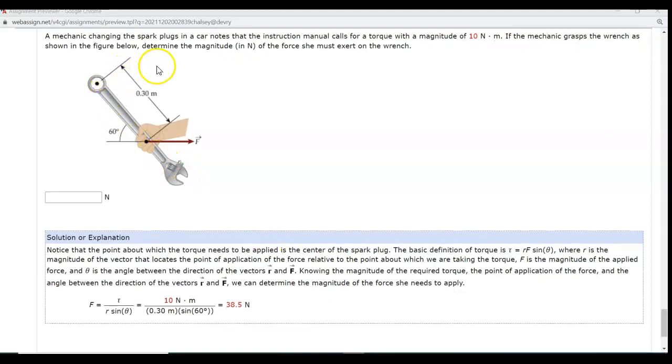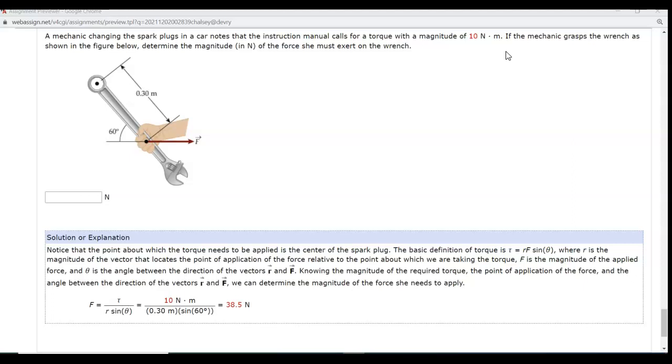A mechanic changing a spark plug in a car notes that the instruction manual calls for a torque with a magnitude of 10 Newton meters. If the mechanic grasps the wrench as shown in the figure below, determine the magnitude in newtons of the force she must exert on the wrench. She's got some manly looking hands.